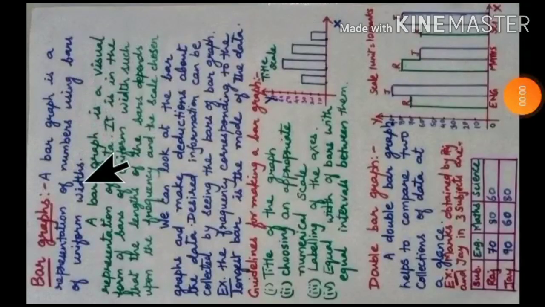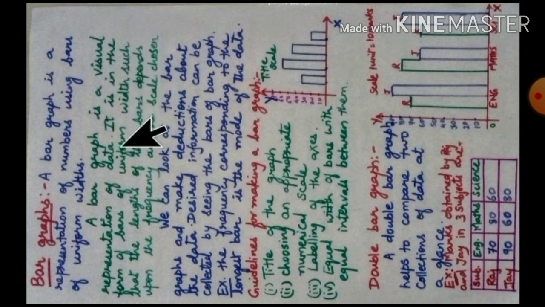Let us understand about the bar graphs. A bar graph is a representation of numbers using bars of uniform width. So in this figure we can see the bars should be of uniform width, equal width. A bar graph is a visual representation of data.